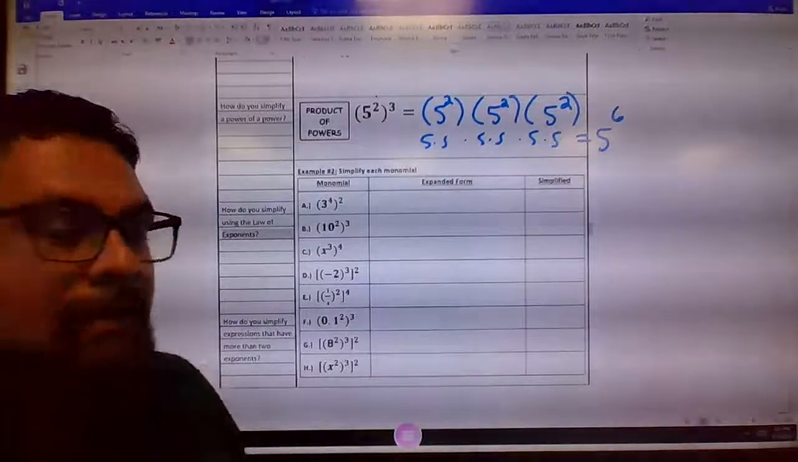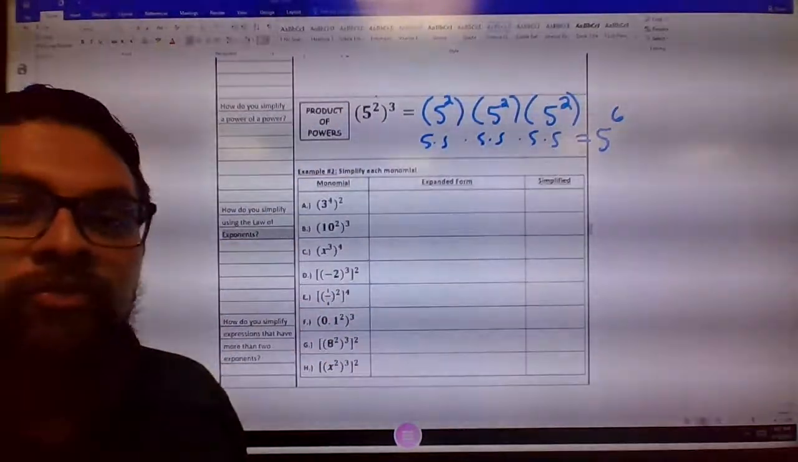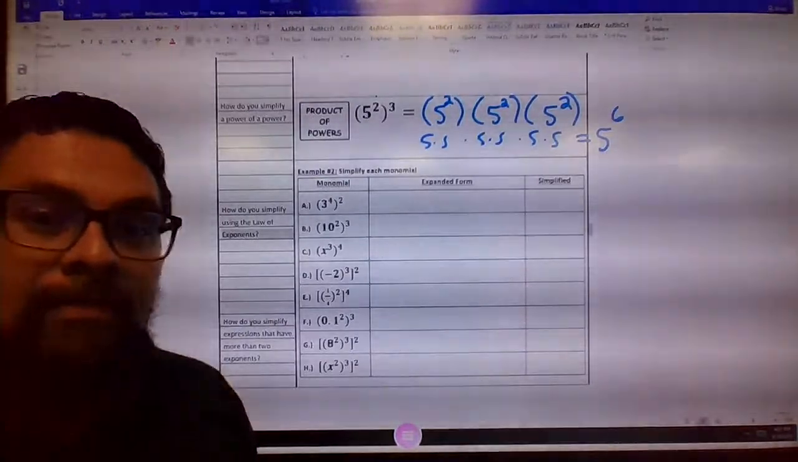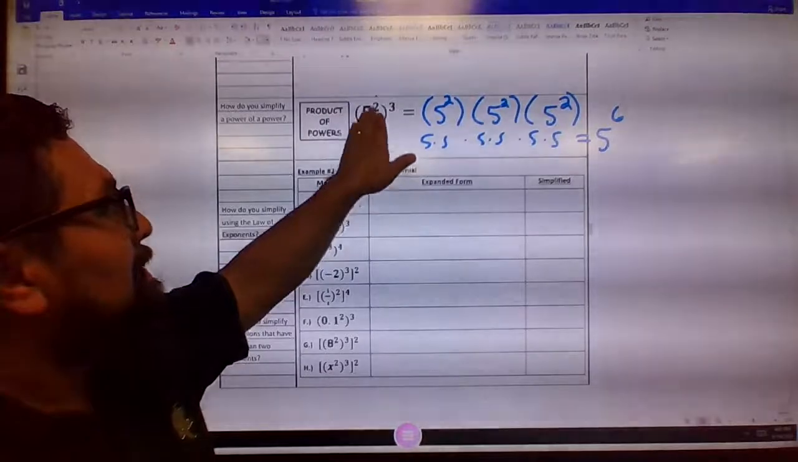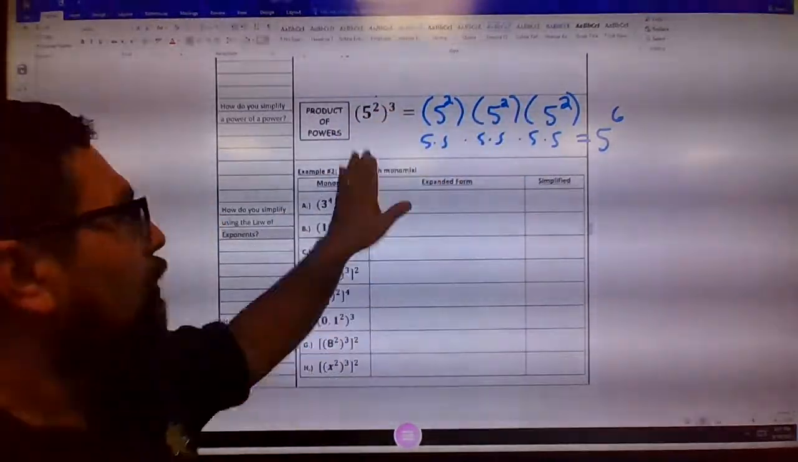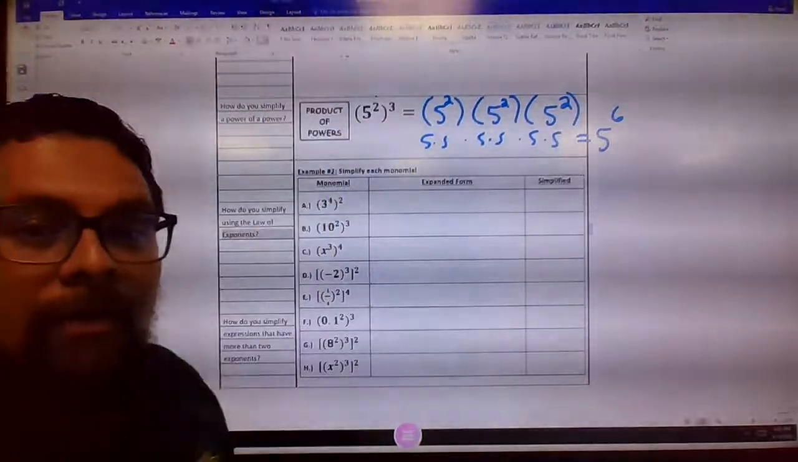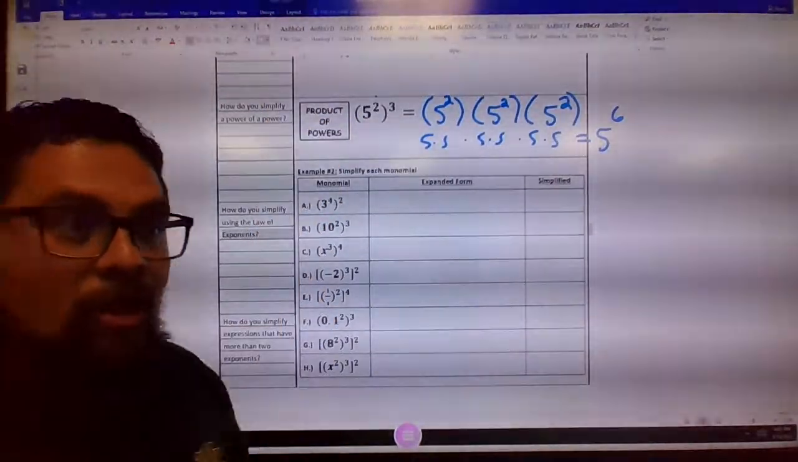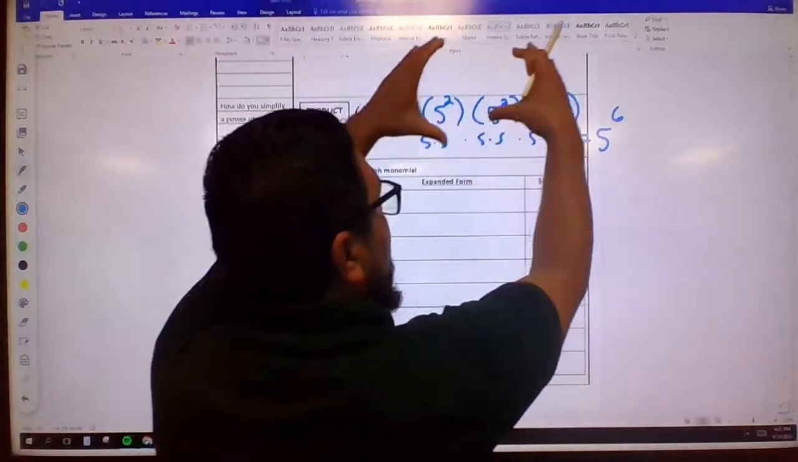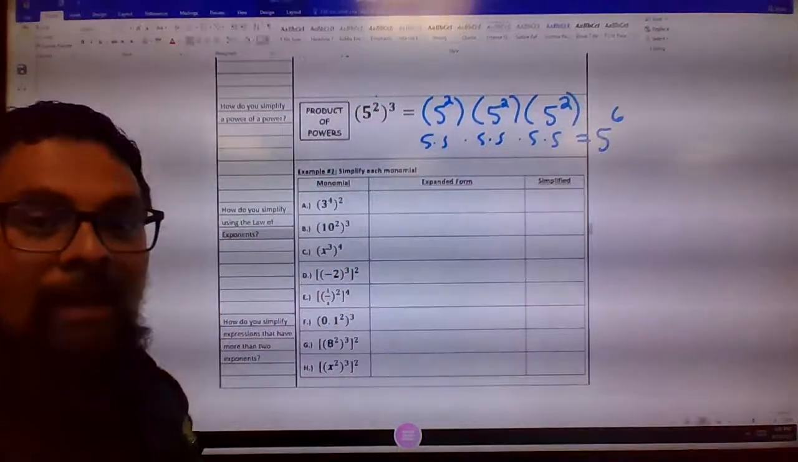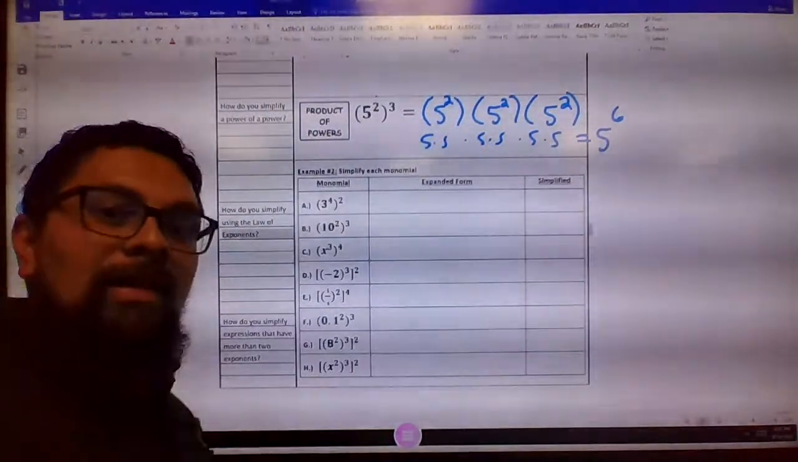Now, there's a shortcut too. You see this? What's 2 times 3? 2 times 3 is 6. There it is. The base stays the same because you only have one monomial, a power of a power. So this is like the Russian dolls: the big thing, and then the 2 little ones inside. That's why I showed you that weird video about those dolls. All right, let's keep going, guys.